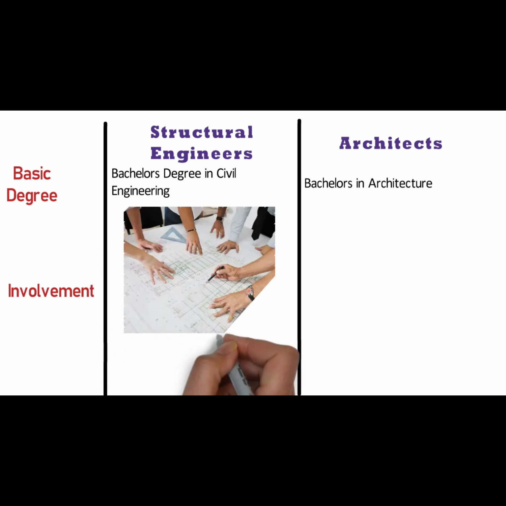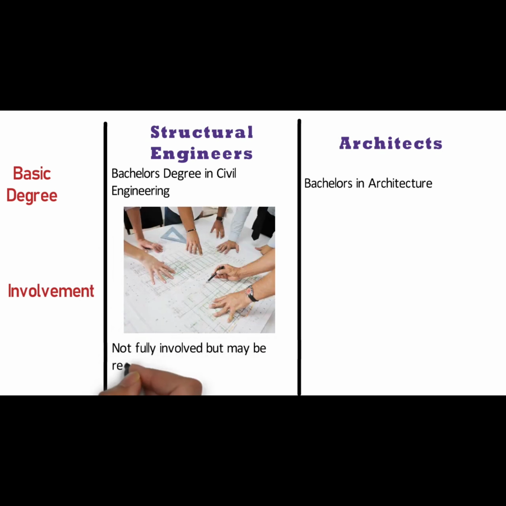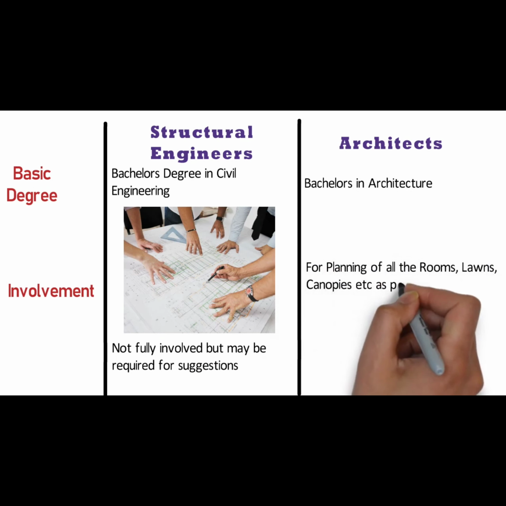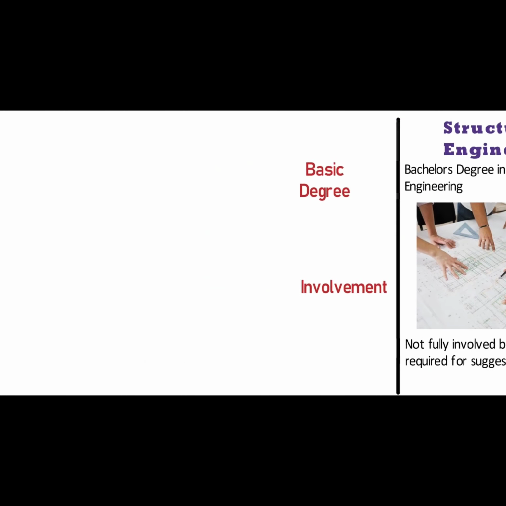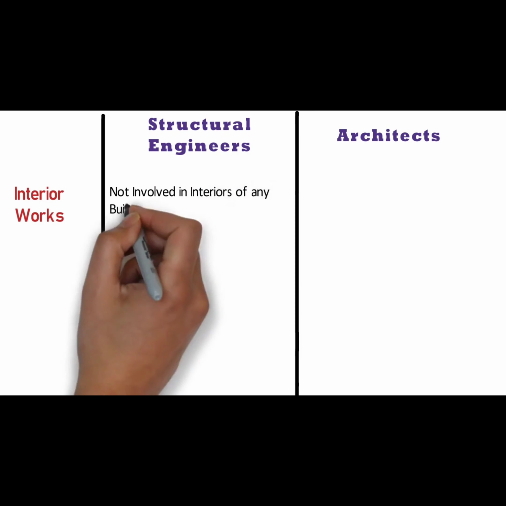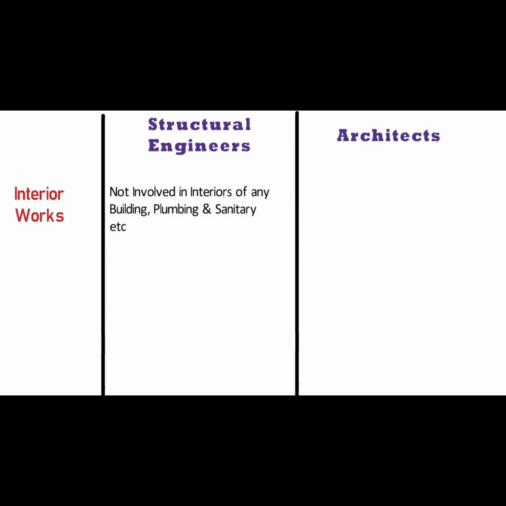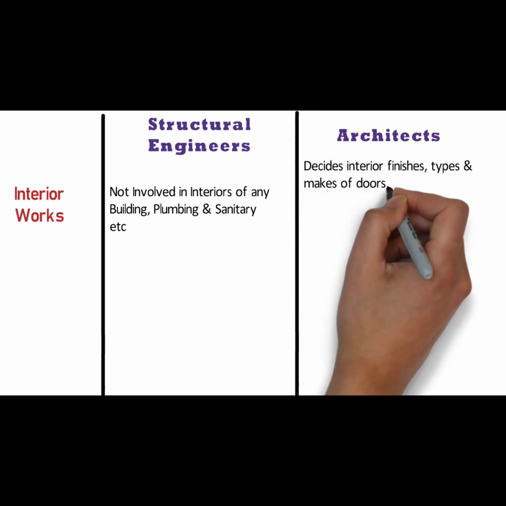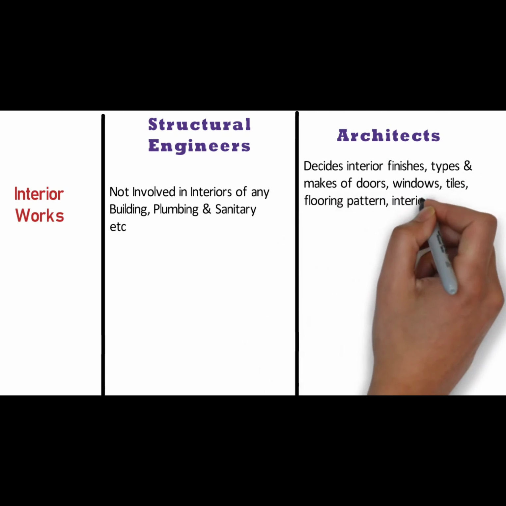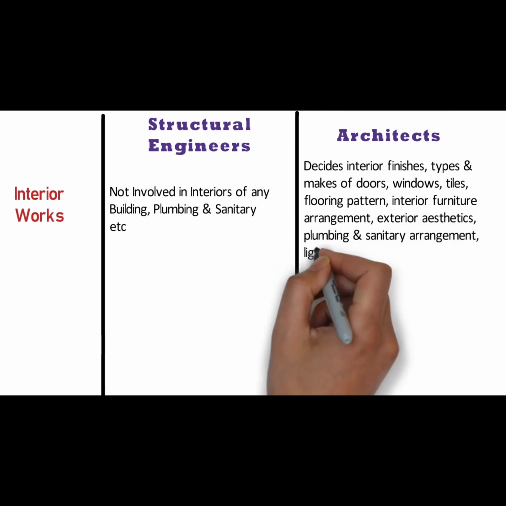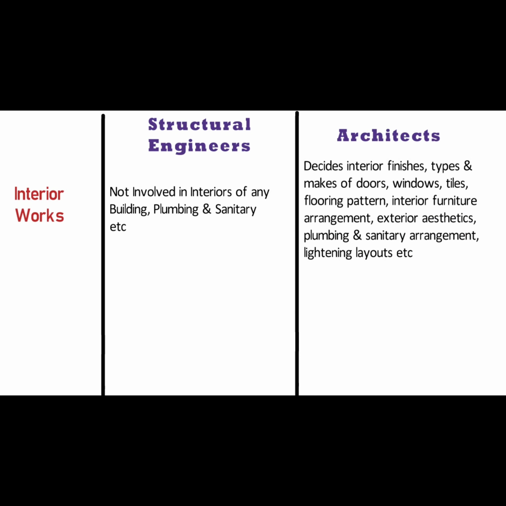Involvement. In the planning stage, the structural engineer is not fully involved, but he may be required for suggestions. On the other hand, the architect is responsible for planning of all the rooms, lawns, canopies, etc. as per the owner's requirements. Interior works. The structural engineer is not involved in interiors of any building, plumbing and sanitary, etc. Whereas the architect is the one who decides interior finishes, types and makes of doors, windows, tiles, flooring pattern, interior furniture arrangement, exterior aesthetics, plumbing and sanitary arrangement, lighting layouts, etc.